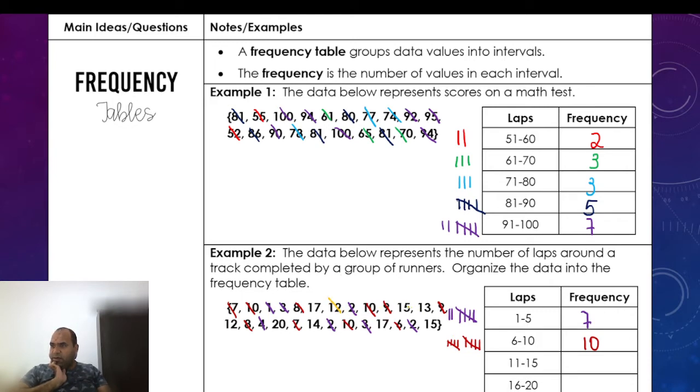1, 2, 3. The first line I have 3. And the second line. 1, 2, 3. I have 6. And the last group of data I have over here. Let me check it. 16 to 20. 1 here, 2 here, and 3. I have 3. Here's my frequency table, guys. Very easy to understand.